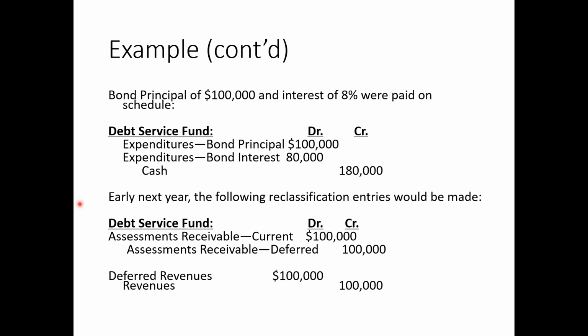Now, once we have the funds, the government is going to pay for the bond. It's the same thing. The government is going to credit cash 180 and debit bond principal and debit expenditures, bond interest. So we just collect 180 and then they're going to pay 180.